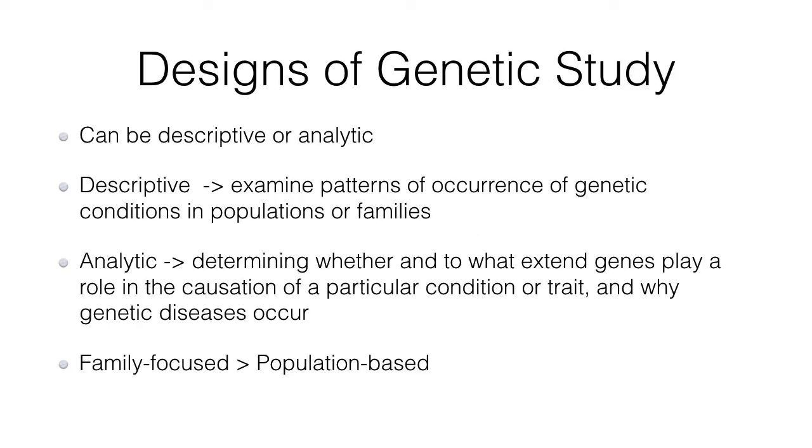As I mentioned earlier, the design of a genetic study can be descriptive or analytical. We have discussed a lot of the types of analytical methods just now. In descriptive, we examine patterns of occurrence of a genetic condition in populations or families. In analytical, we determine whether and to what extent genes play a role in the causation of a particular condition or trait and why genetic diseases occur. It could be family focused, or it can also be population based.